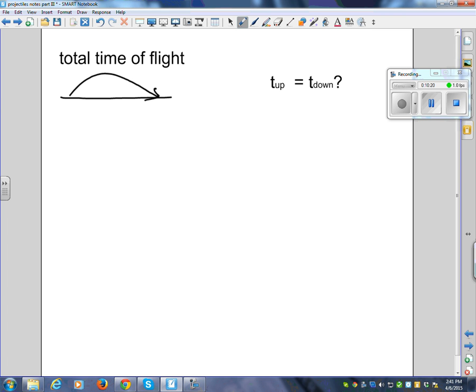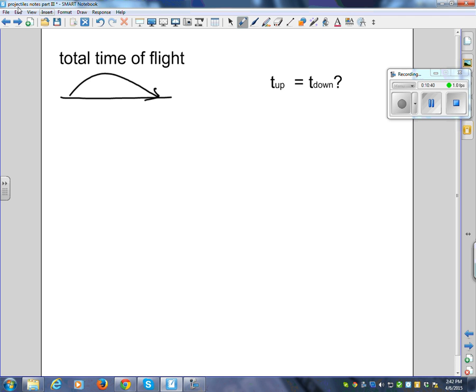If you're the center fielder and you throw the ball in from center field, and the ground is flat, is the time up equal to the time down? Yes. Absolutely. The time it takes to go up is exactly equal to the time to come down. The acceleration is the same, and the distance up is the distance down, everything's the same.